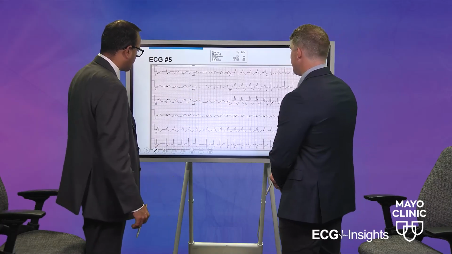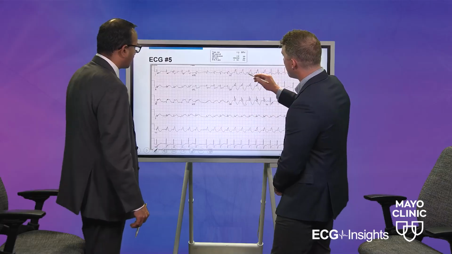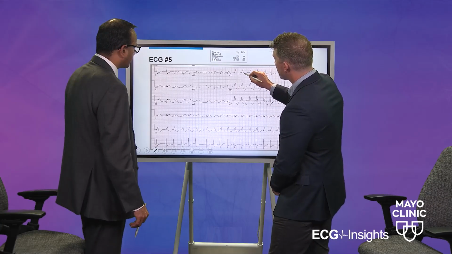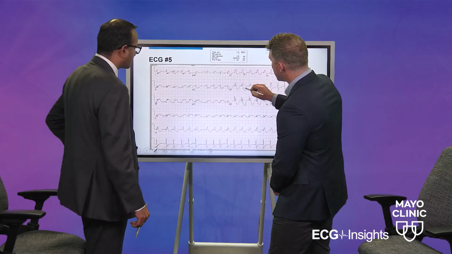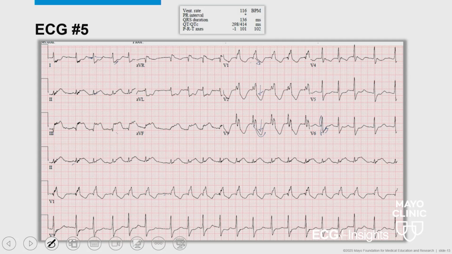Yeah, and like you mentioned earlier, when it comes to a right bundle branch block, it's pretty common to see secondary ST and T wave abnormalities following abnormal ventricular depolarization from a right bundle branch block. However, this is more pronounced and is likely more due to the inferior wall MI. And some reciprocal changes. Yeah.